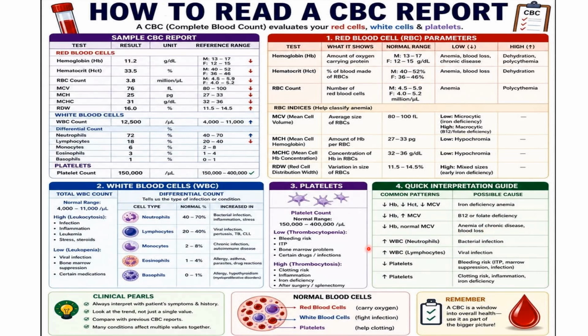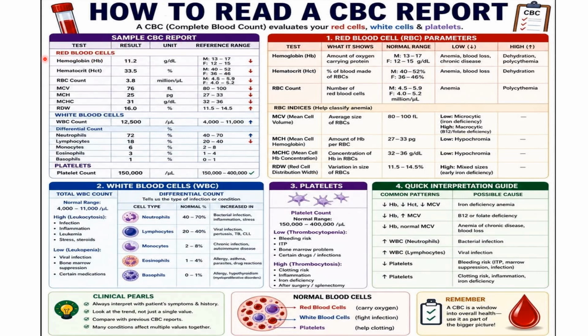blood loss. Then increase in WBC, that is white blood cell count, mainly the neutrophils, the possible cause will be bacterial infection. Whereas if there is an increase in WBC, mainly the lymphocytes, the possible cause may be viral infection. Then decrease in platelets may be due to bleeding risk, mainly the ITP, that is idiopathic thrombocytopenic purpura, marrow suppression or infection. Then increase in platelets may be due to clotting risk, inflammation or iron deficiency. So now we'll examine the sample CBC report.